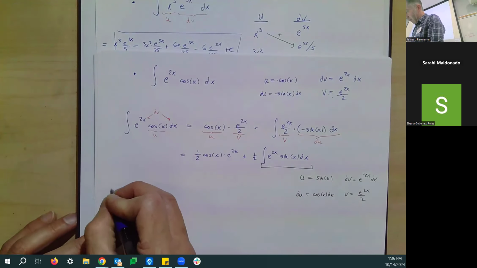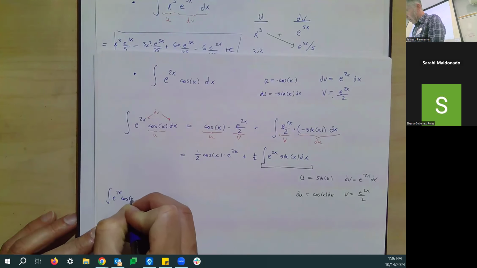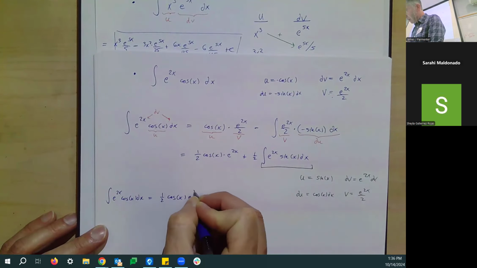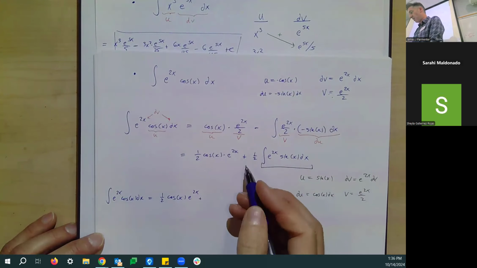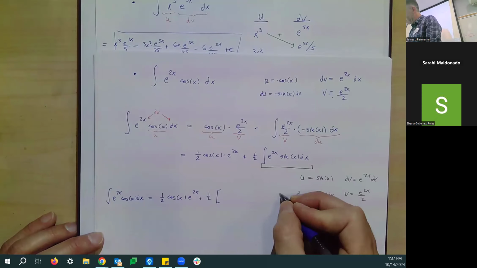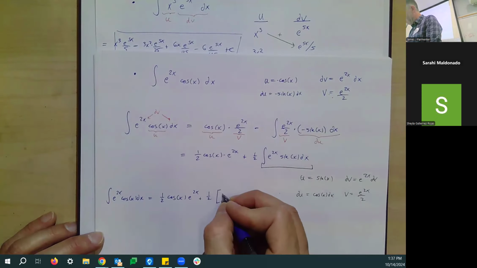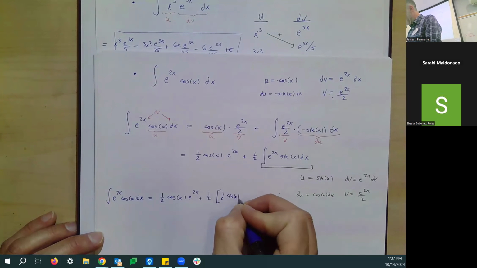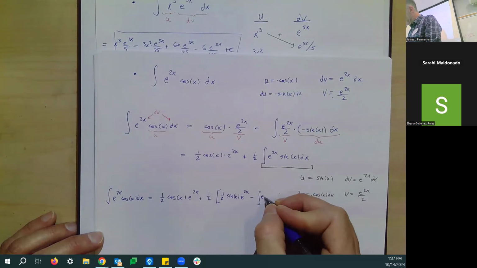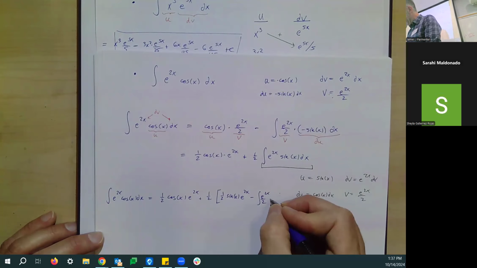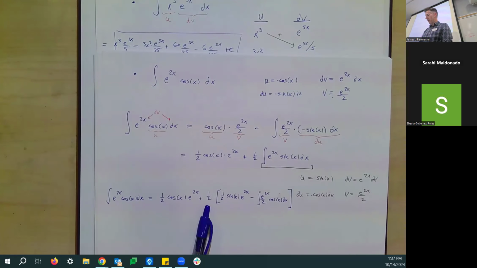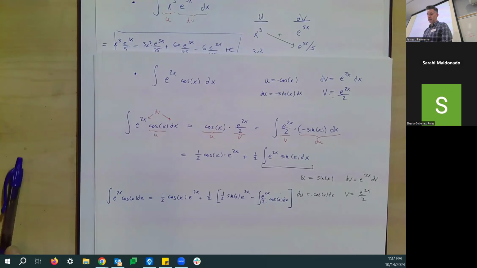I'm going to get that the integral of e to the 2x cosine of x dx is equal to 1/2 cosine x, e to the 2x. Plus, now notice there's a 1/2 out here. That 1/2 is going to multiply by the entirety of my uv minus the integral of v du. It's going to be 1/2 times my u times my v, which I'm going to write as 1/2 sine of x times e to the 2x, minus the integral of my v times my du, which is e to the 2x over 2 times cosine of x dx. And that 1/2 has to multiply both pieces of that bracket.